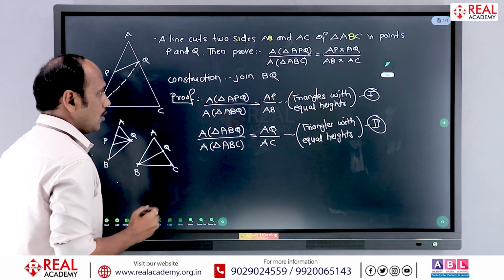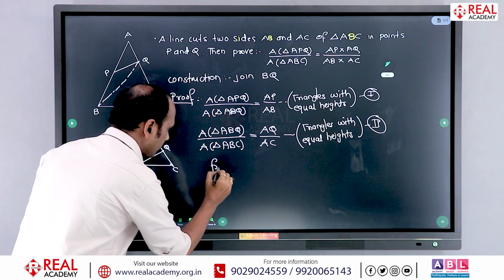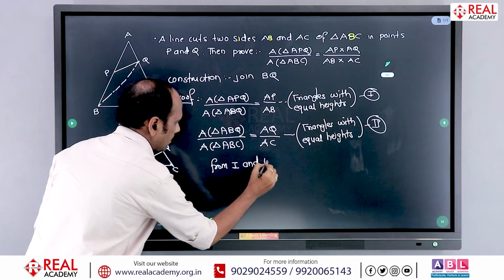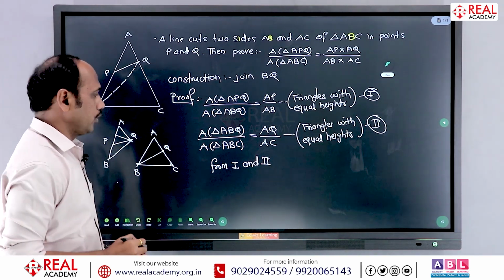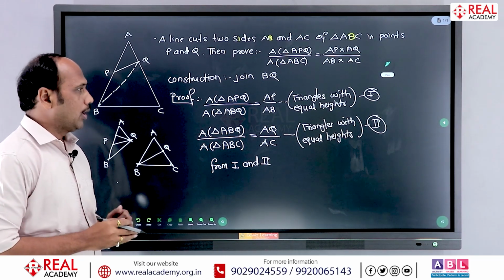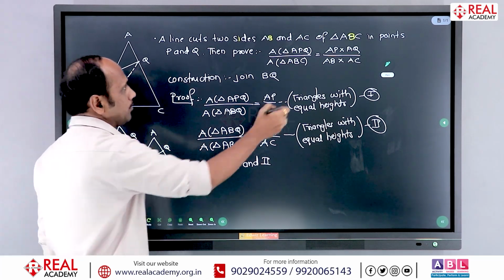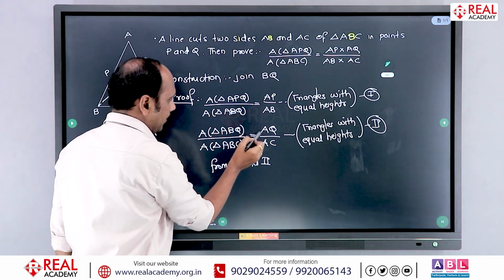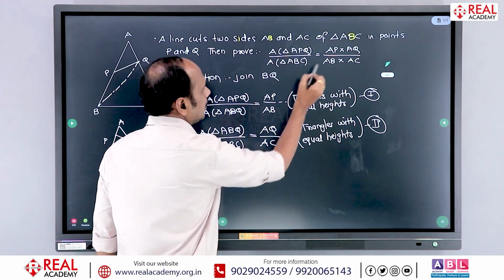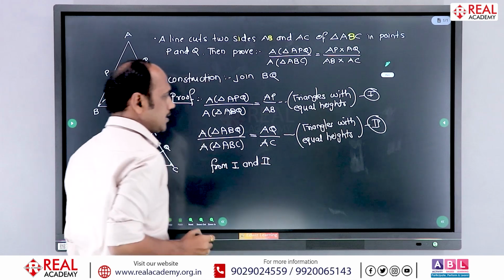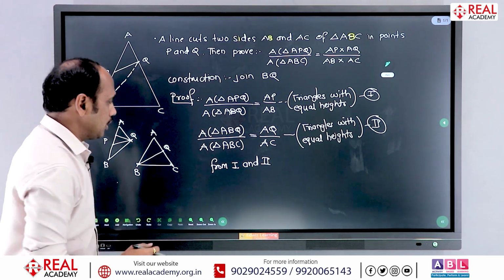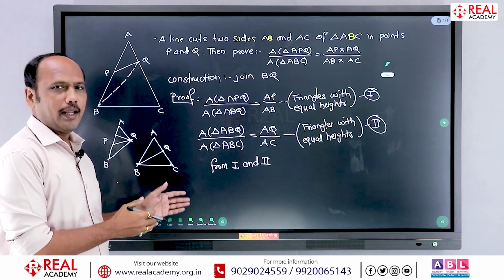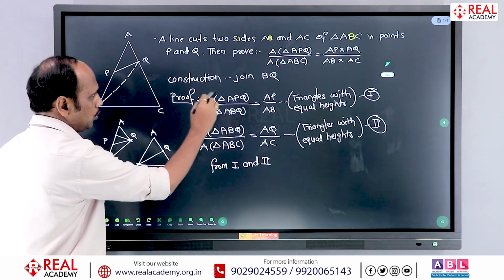Okay. Now, what we can write from 1 and 2? If you observe equation number 1 and equation number 2, and if you observe our proof, we can see that AP upon AB into AQ upon AC, that is AP into AQ upon AB into AC. It means we need to multiply these two equations. So, from 1 and 2, we multiply equation 1 and 2.